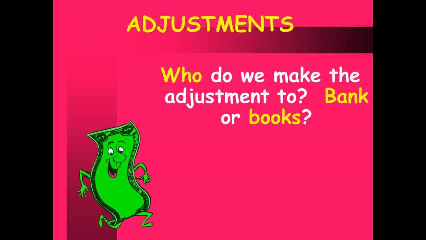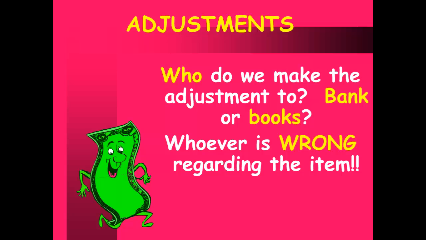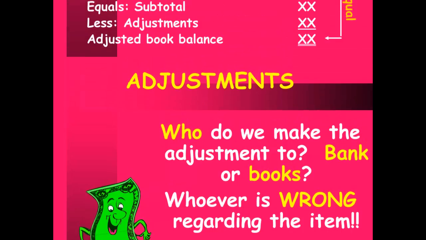And the key is we're going to make an adjustment to whoever is wrong about an item. If our books are wrong, it will be an adjustment to our books. If the bank is wrong, it's going to be an adjustment to the bank side of the reconciliation. So when we go over items, I will consistently ask you, who is wrong about this item? Is the bank wrong or are the books wrong?